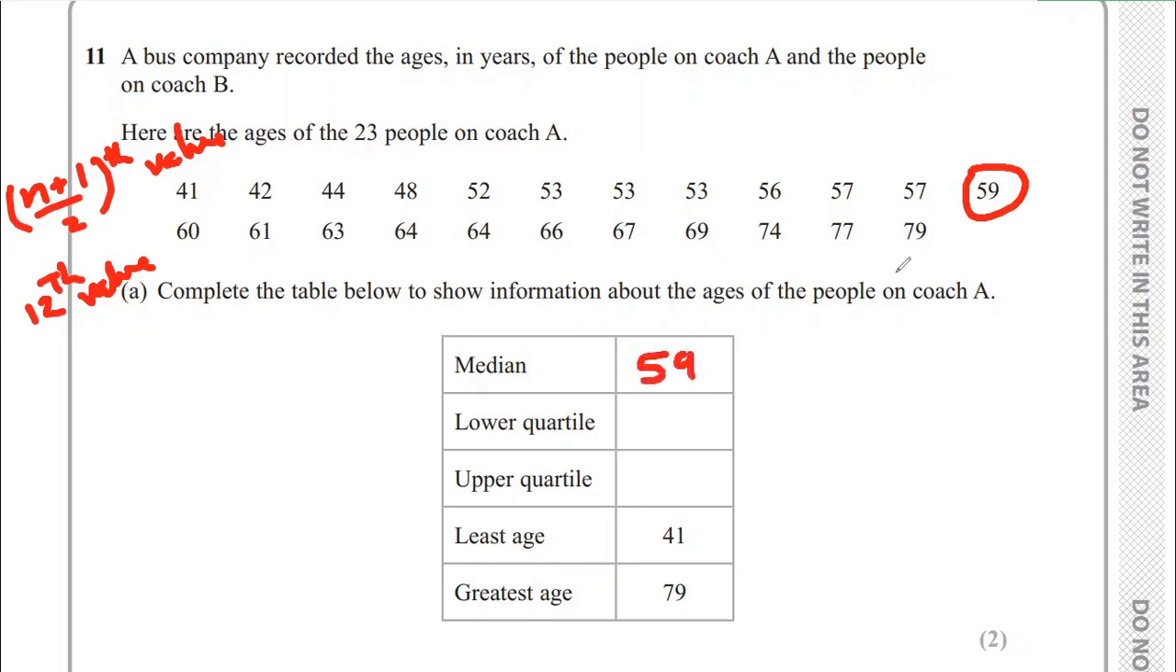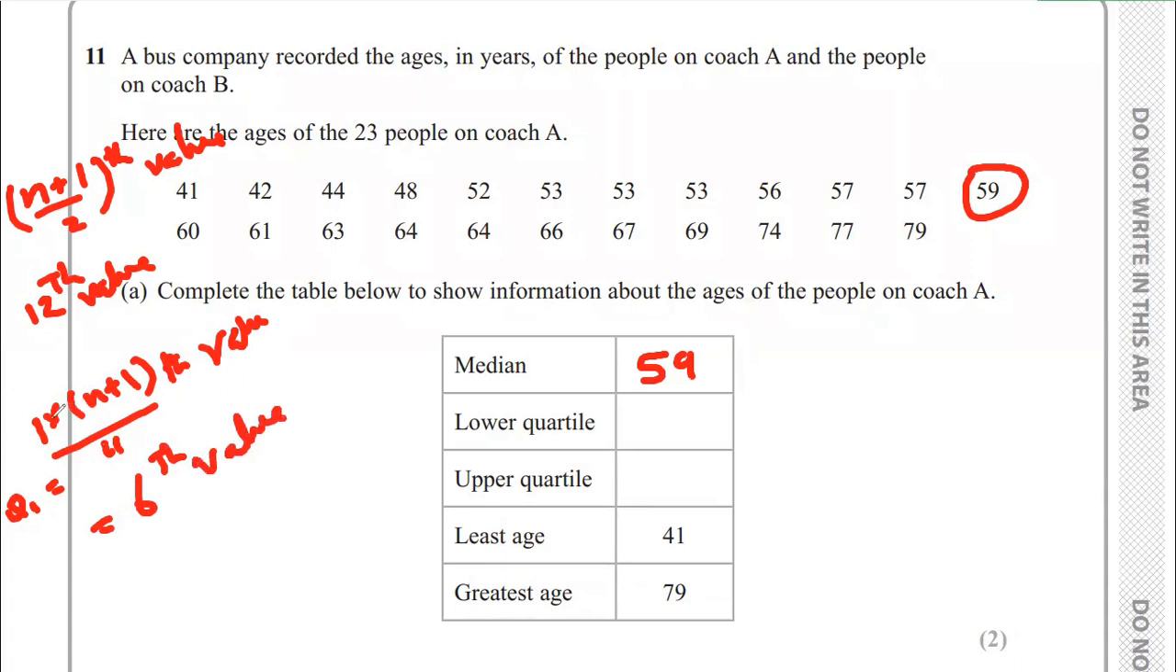And how can I work out the lower quartile? One option is 1 times n plus 1 divided by 4. This is for Q1. That will be basically 1 times 24 divided by 4, which is the 6th value.